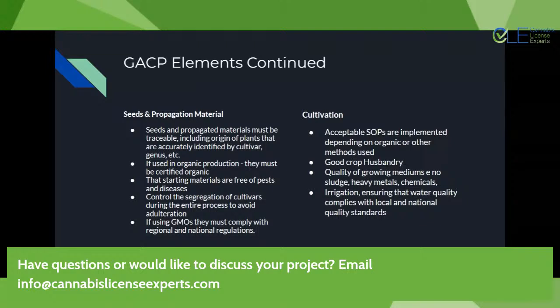Then we're also looking at starting materials. They have to be free of pests and any diseases. We are hearing a lot about things that are coming in and affecting clones and seeds within the industry. So whenever you can get a lab test or some reassurances that the product that you're acquiring for your operation is going to meet those controls, get those in there. And then we're going to want to control the segregation of cultivars during the entire process to avoid any alteration.